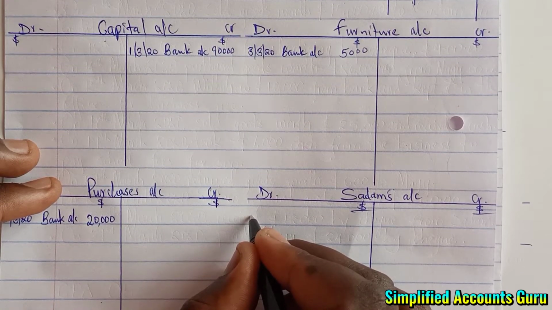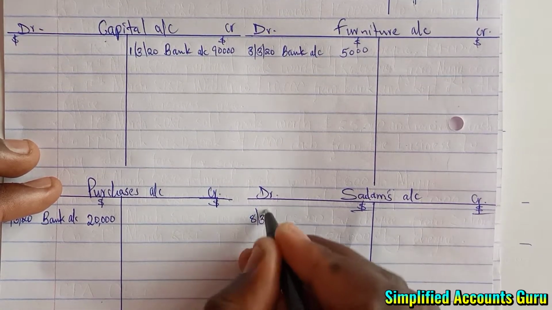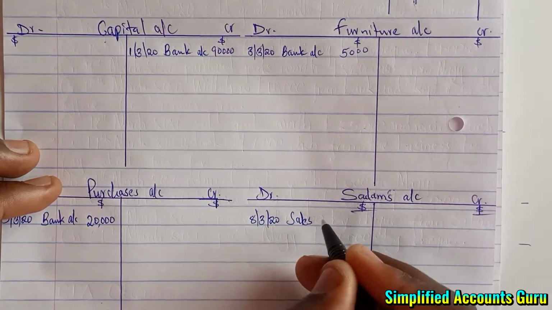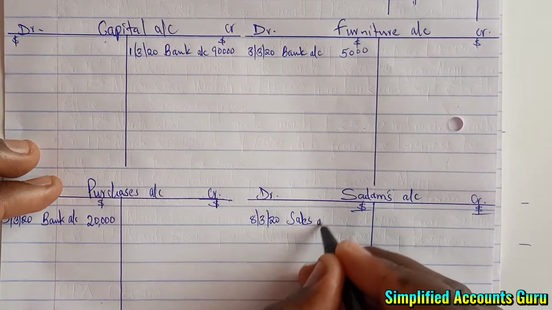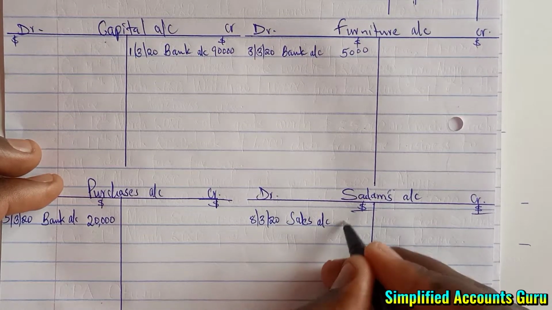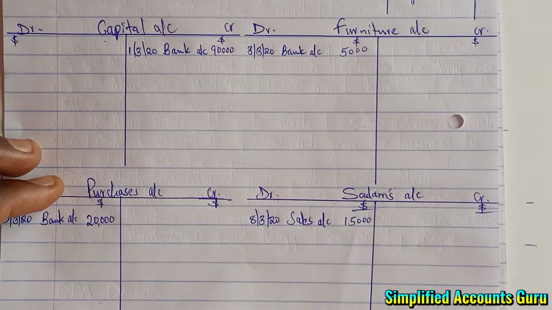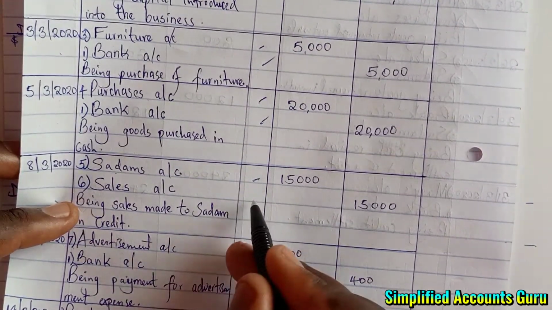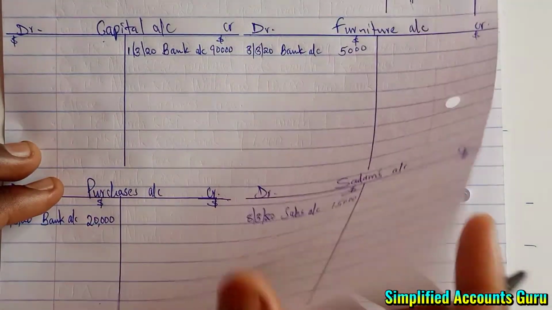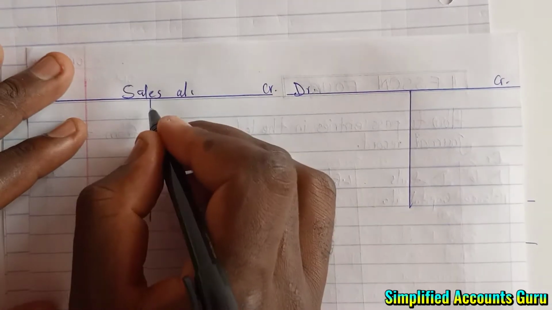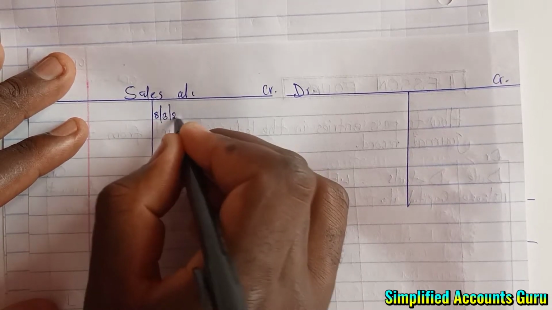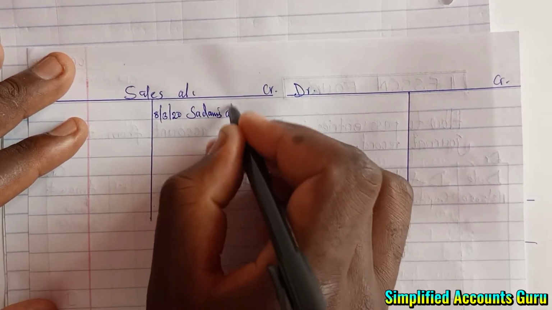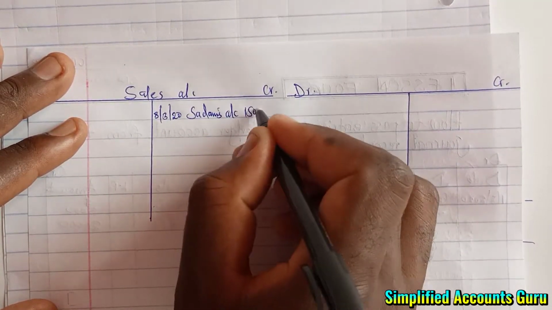We have on 8th March 2020, we have sales amounting to sales account. You'll have 15,000, and then you go to sales account and record another 15,000. So you come here and say on 8th March 2020, then you mention Saddam's account and say 15,000.